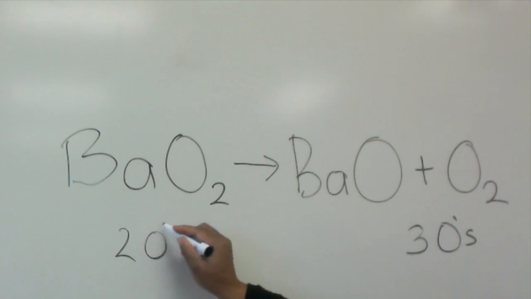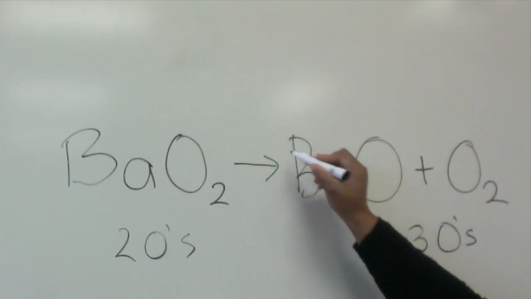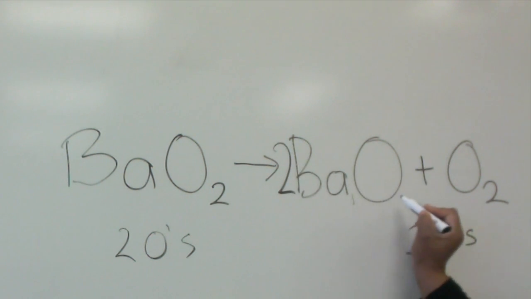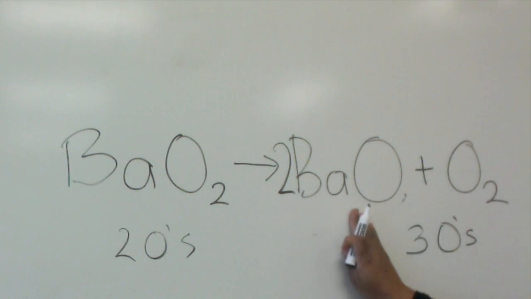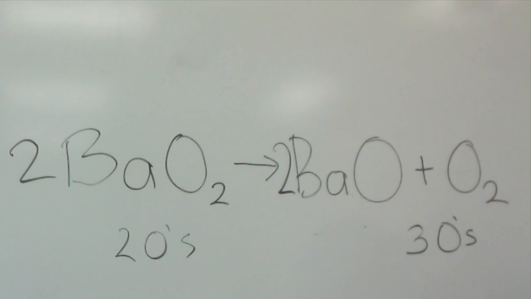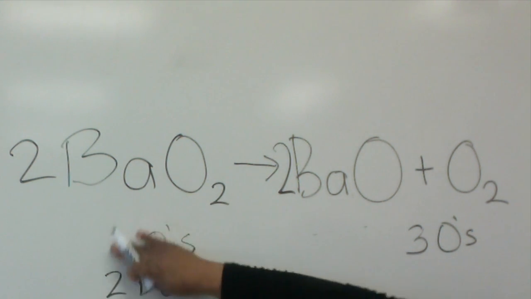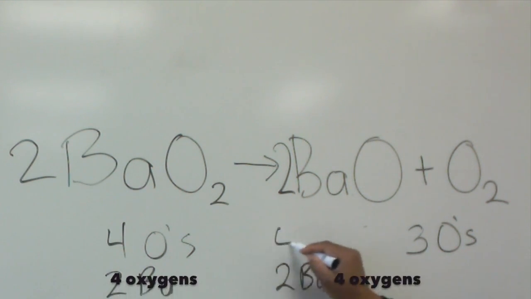What we could do, if we put a 2 in front of the barium oxide, then we'll have a total of 4 oxygens. 2 times 1 is 2, plus the other 2 is 4. If we do that, we then need to go to the left side and make 4 oxygens also. Put a 2 here, that'll give us 4 oxygens. But when we do that, we're simultaneously giving us 2 bariums. Therefore, we just happen to balance the whole thing, because now we have 2 bariums, 4 oxygens on the left, and then we have 2 bariums, 4 oxygens on the right. Voila! Ladies and gentlemen, we are balanced.